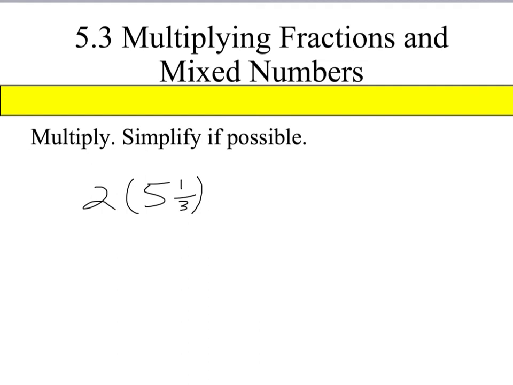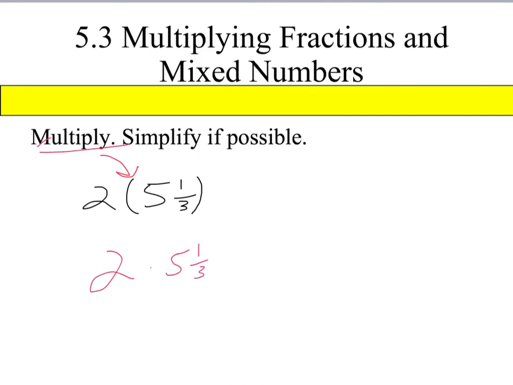Okay, so now what I'm looking at is 2 and 5 1/3. What operation is happening between them? I am multiplying. These parentheses mean I am multiplying between them. Also, it says that wonderful word, multiply, right there. Okay, so I am taking 2 times 5 1/3.